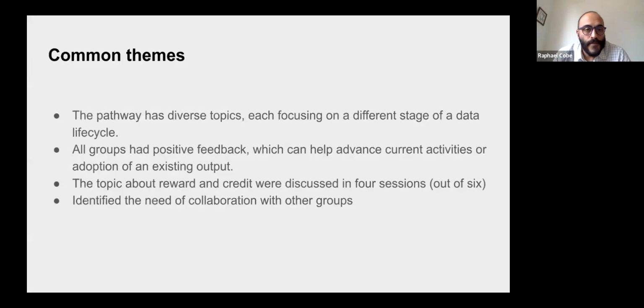Okay, so the common themes between all of those groups' presentations is the pathway has diverse topics, each focusing on a different stage of a data life cycle. All groups had positive feedback, which can help advance current activities. That means that all sessions had a lot of discussions, and all discussions seem to be very fruitful. The topic about rewarding credit was discussed in 4 sessions out of 6, so this seems like a very important theme. And most of the groups identified that there is a need for collaboration with other working and interest groups.